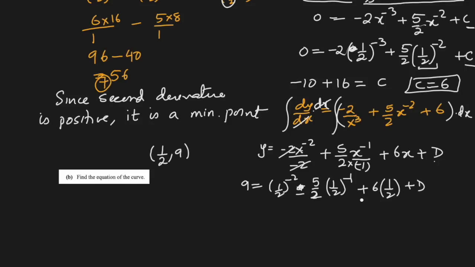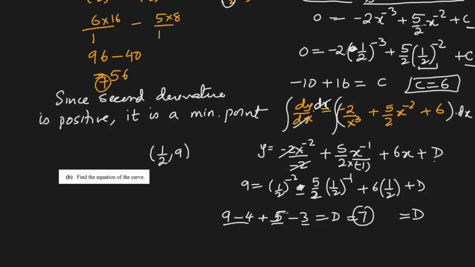Let's bring everything to the left side so that d remains alone here. So d will be how much? 9. Half to the power minus 2 will be 4, and that will be negative 4 because it's positive here. This will be 2 and 2 cancel, 5. So minus 5 becomes positive 5 when it goes to the left side. And 6 over 2 will be 3. 5 minus 3 equal to d. So 9 minus 4 is 5 plus 5, 10 minus 3, 7. d comes out to be 7.